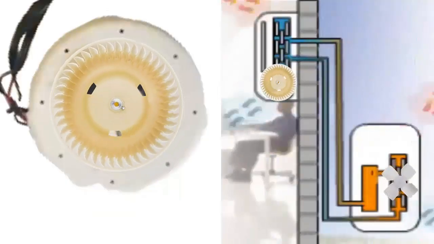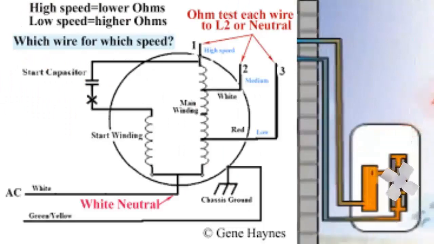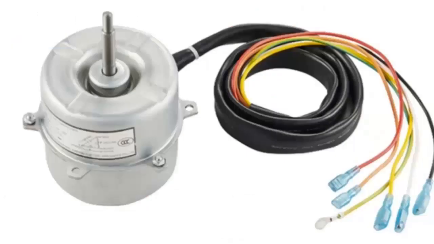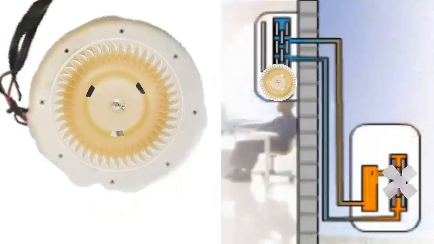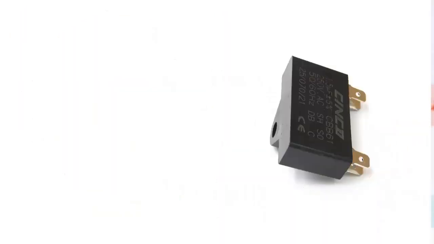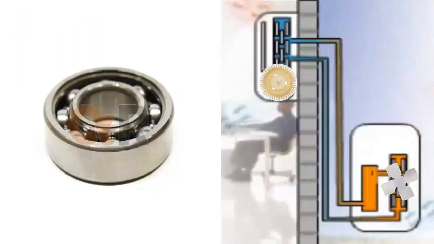Their start and operation require a capacitor. Their power and each speed control is done through relays. They use 3 basic wires plus 1 wire for each additional speed that connects to the motor's common. Their most common failures occur in the capacitor, relay, bearings, and loss of a specific speed.